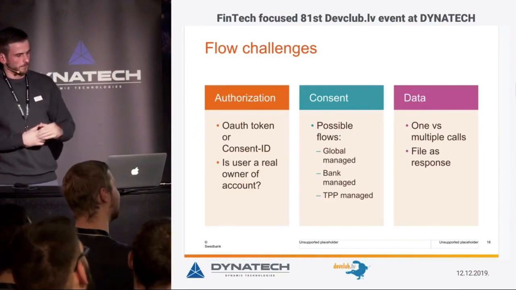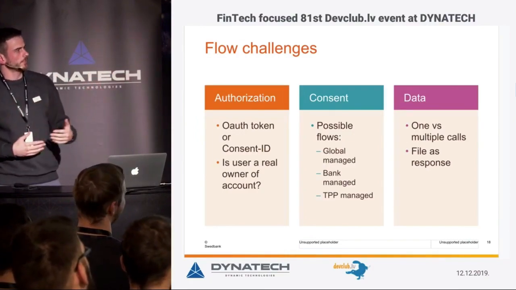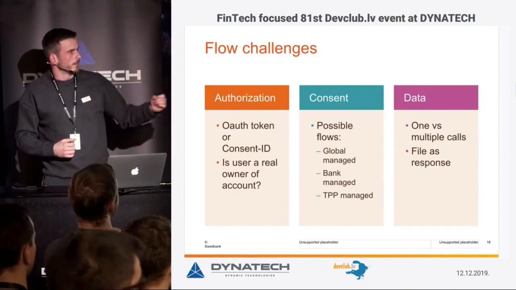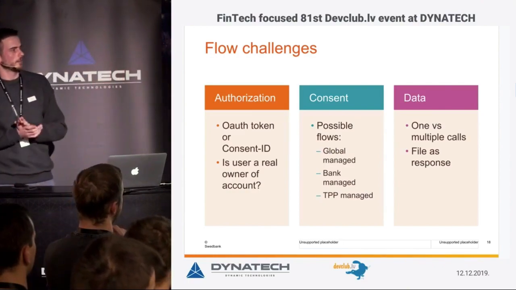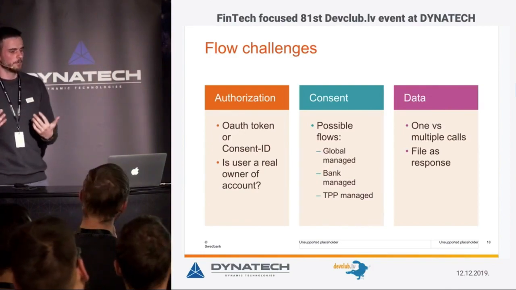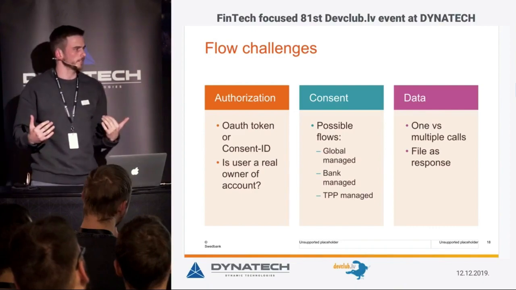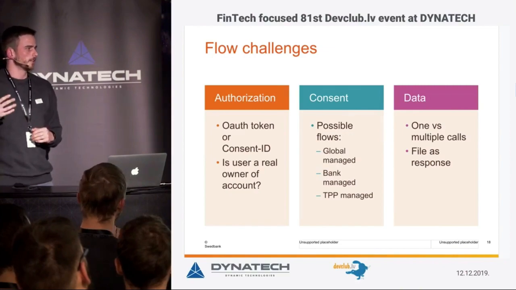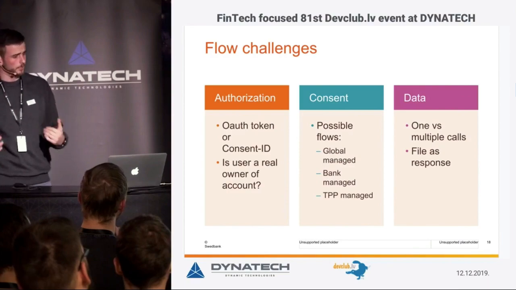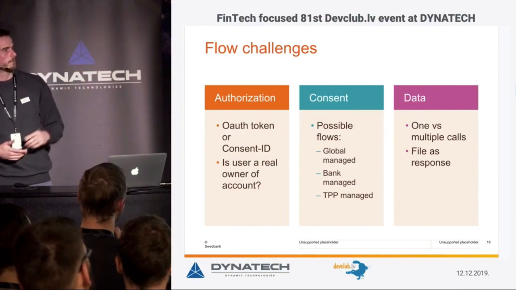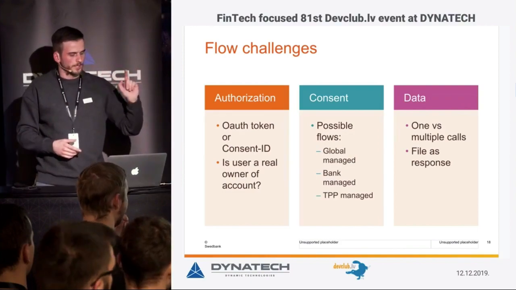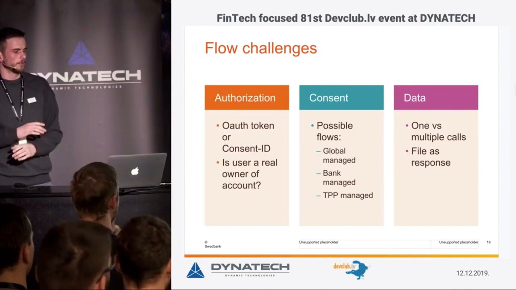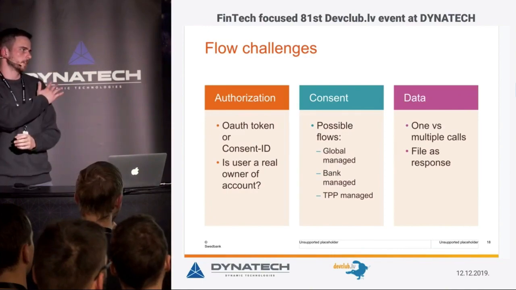So that's what I told before. What's different? Authorization could be done using OAuth token or consent ID, bank dependent. Is a user a real owner of the account? That's more of a GDPR issue, or the issue for us as a bank, that we want to know our customer, and we don't want to keep the data of some user that's not our customer and we know nothing about. Consent part, as I said, there's a way that there's no consent, so global managed case is there. Global managed means that you only do authorization and the bank gives every piece of information that you have.